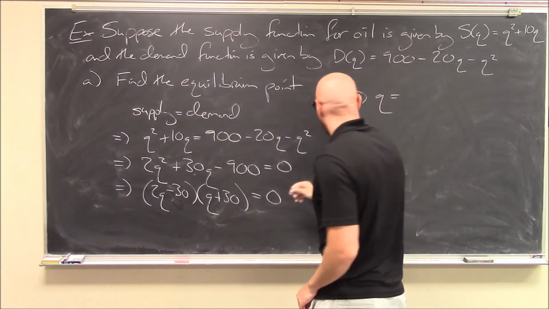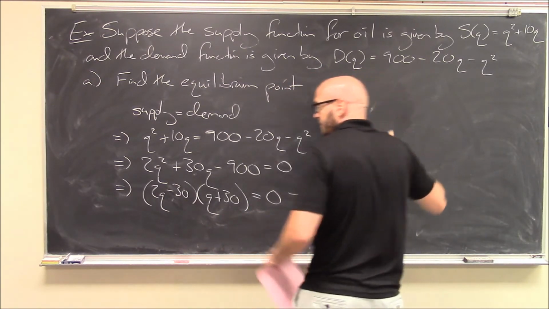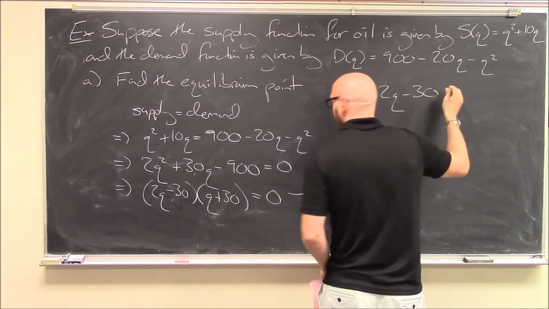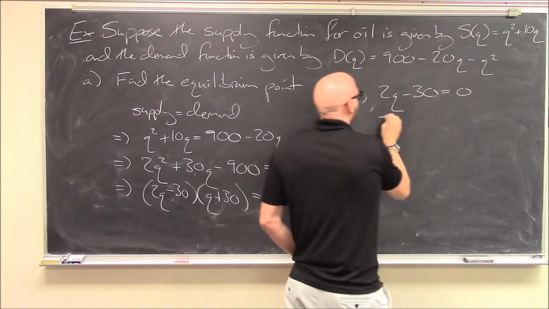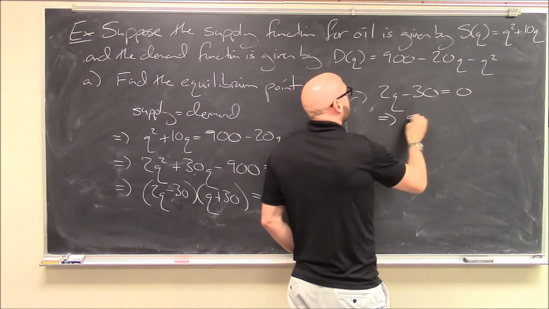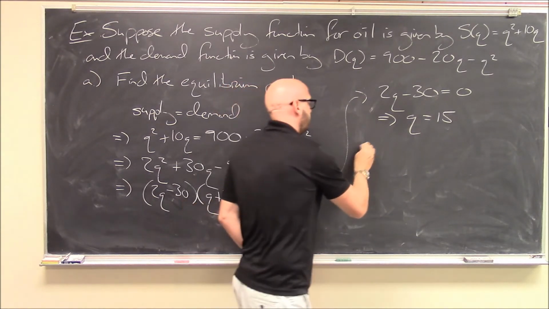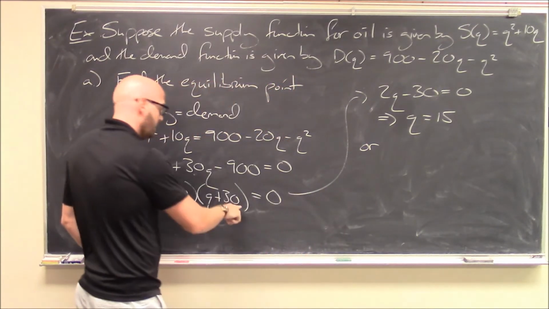This means Q is either, well, we'll go 2 steps here. This means 2Q minus 30 is equal to 0. That means 2Q is positive 30, or Q is 15. Or Q plus 30 equals 0.